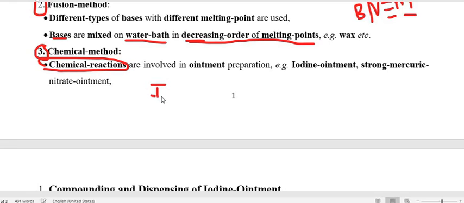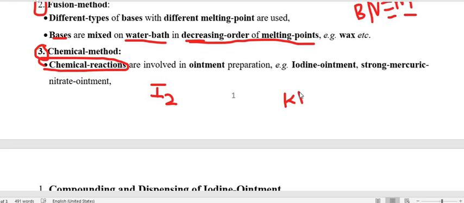Iodine is not very much mixed with the bases. So for mixing the iodine, we are using one component, potassium iodide.